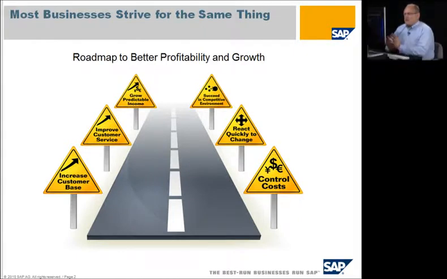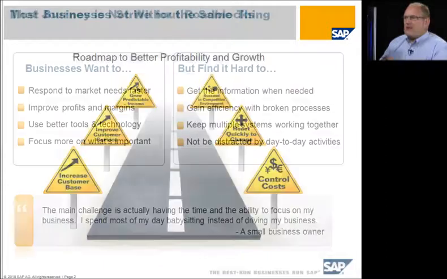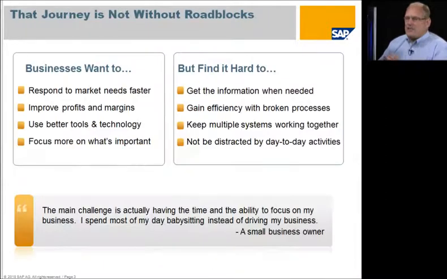Well, people want to increase their customer base. They want to improve customer service. At the same time, they are also wanting to be able to succeed in a competitive environment. They want to react quickly to change, and at the same time, they want to control costs and grow a predictable income stream. So how do they do that? Well, on that path, that journey, if you like, there are roadblocks along the way.